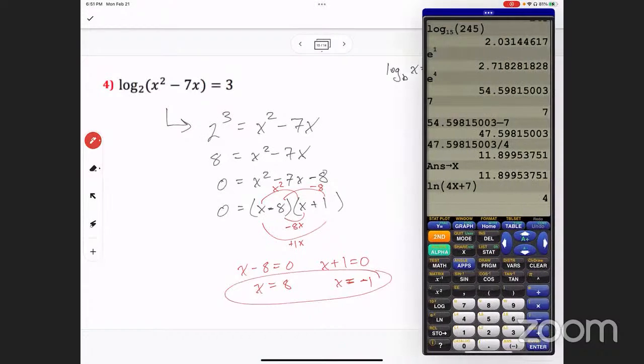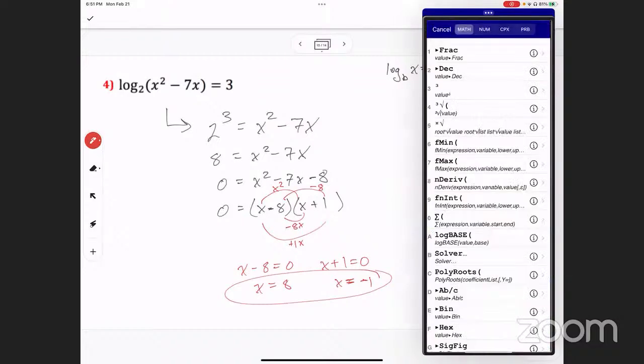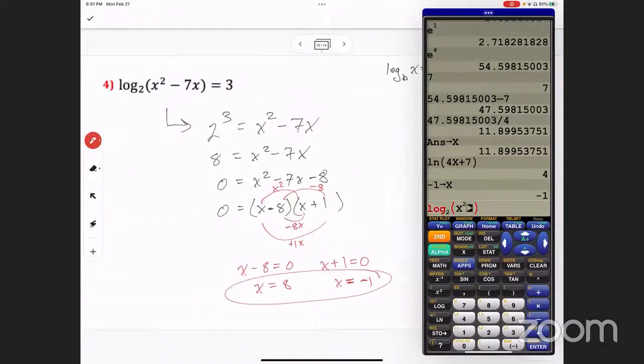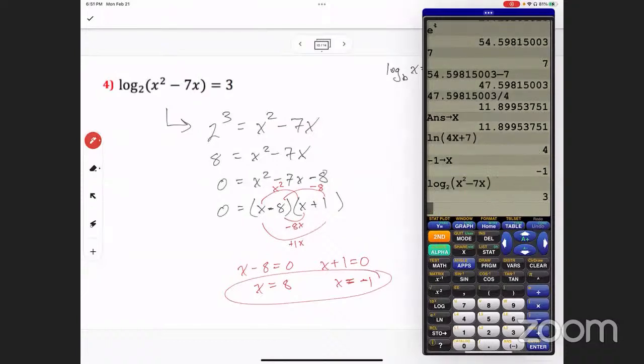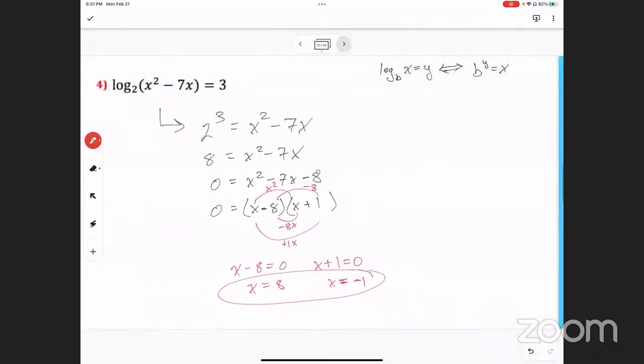Again, you can check your answer. If you're like, I don't know if -1 works, that doesn't seem right, store it for X and check it. Type in log base 2. Go to math; your calculator might be different. Log base 2 of X squared minus 7X and hit enter. And there you go, it is equal to 3. It worked. Okay, good. Questions about that?